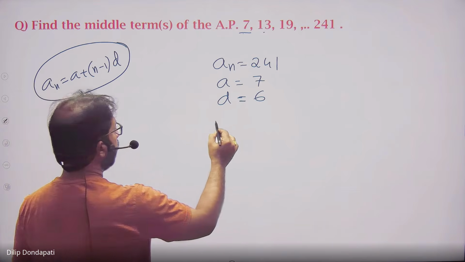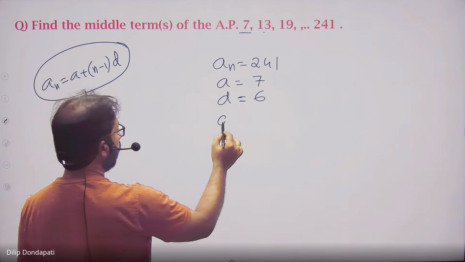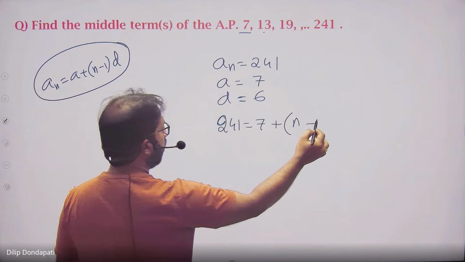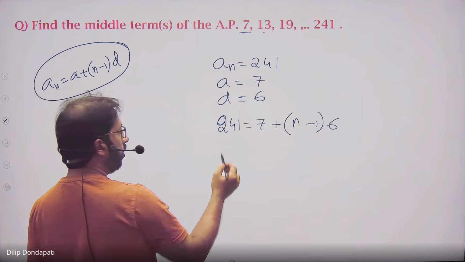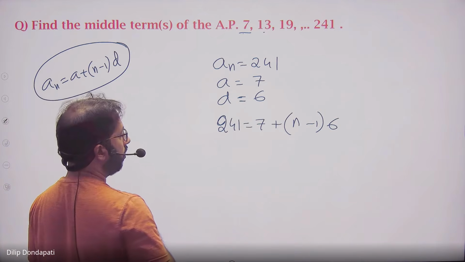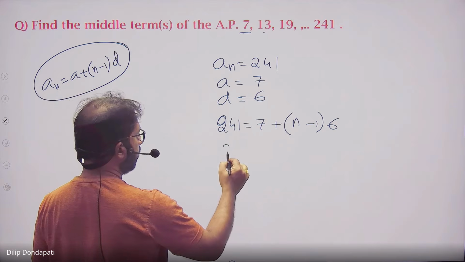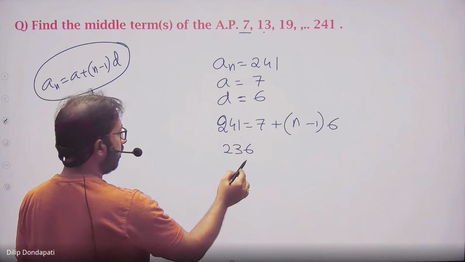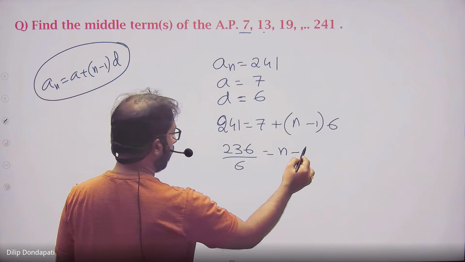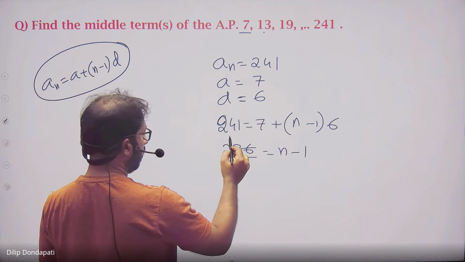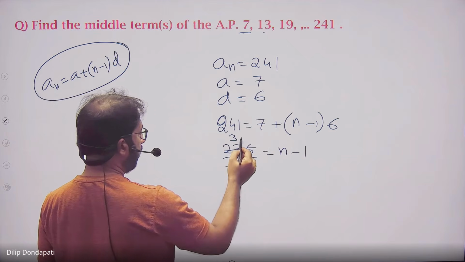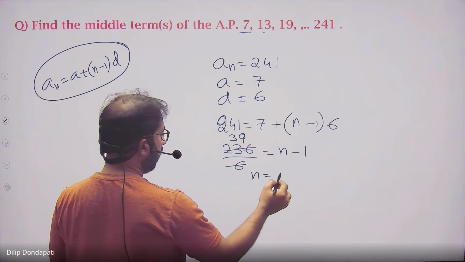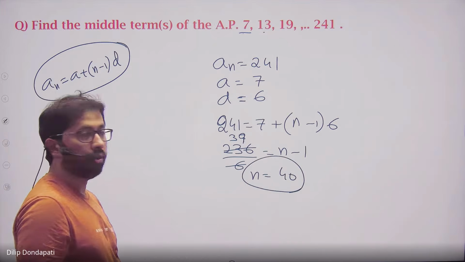सेम थिंग. an फाइंड करो. an के जगह में 241 is equal to a plus (n minus 1) into d. d is 6. So 241 minus 1 क्या था? 240, 236, right? 236 plus 7 by 6 is equal to n minus 1. So 6 3 is 18, 5, 39, right? So कितना होगा? n equal to 40, right? 40 आया ना? So n equal to 40.